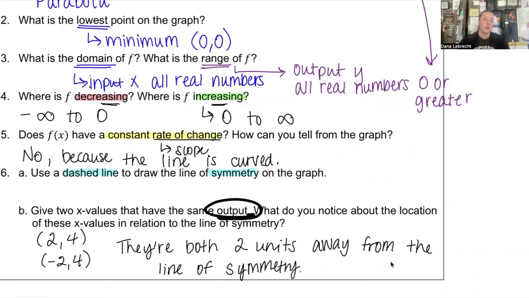Okay, and again, if you want to use your own words there, that's fine. But that's just what we're looking for. They're the same distance, and that's true for all the points. If you look at 3, 9 and negative 3, 9, those would both be 3 units away. Okay, and same thing with 4 and 16.